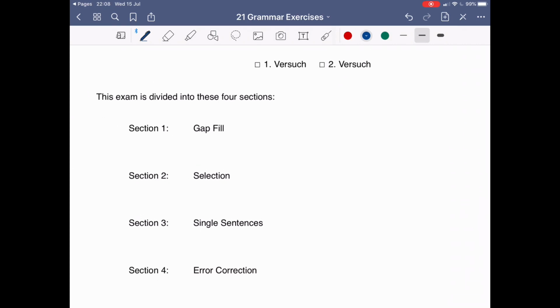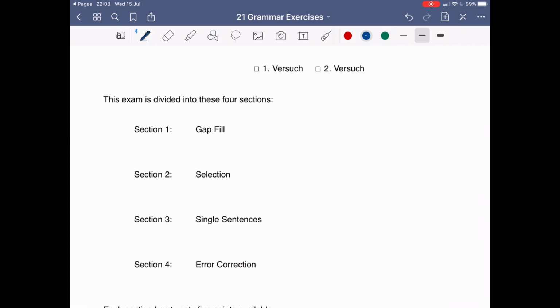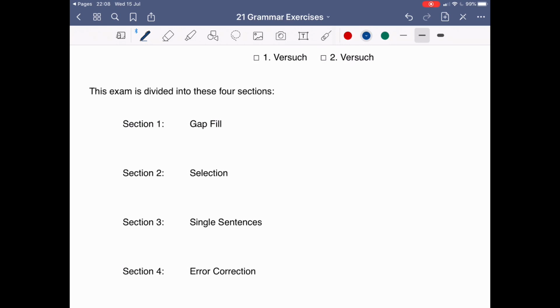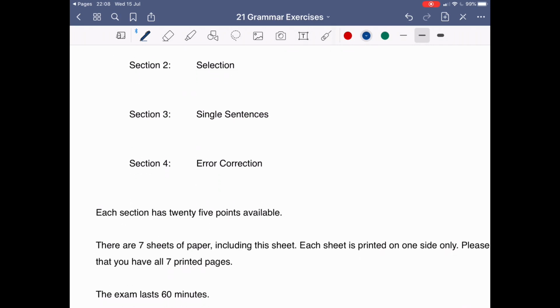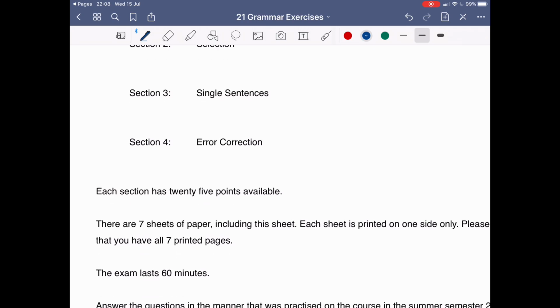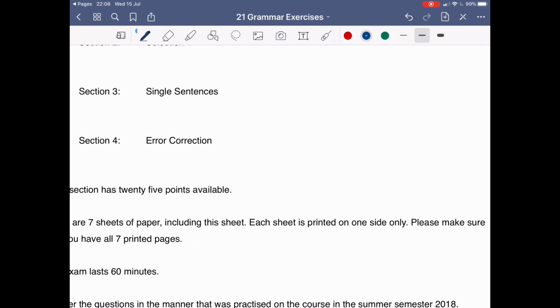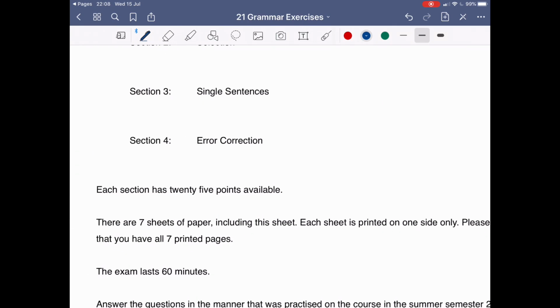Your exam will look like this. I'll try not to show you the top. It's got the 4 sections: gap fill, selection, single sentences, error correction. Each section has 25 points available. There are 7 sheets of paper printed on 1 page. This exam is 90 minutes long.